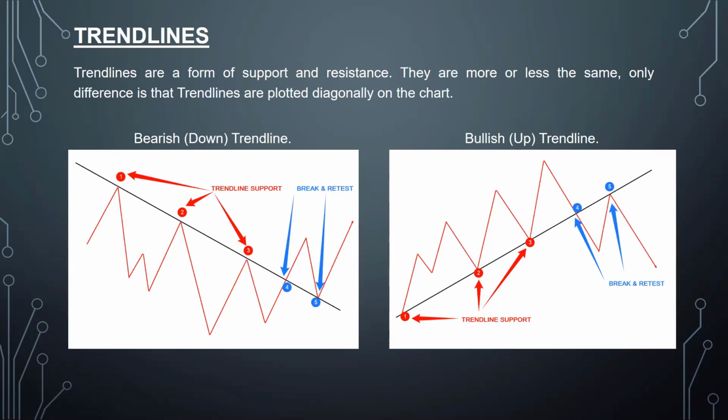Yes, sir. So trend lines are a form of support and resistance. They are more or less the same. The only difference is that trend lines are plotted diagonally on the chart. On the left we've got the bearish trend line. Price is forming higher high, higher low, lower low, higher low, lower low, and then it breaches the bearish trend line. You see where number 4 is in particular. Number 4 becomes of interest.